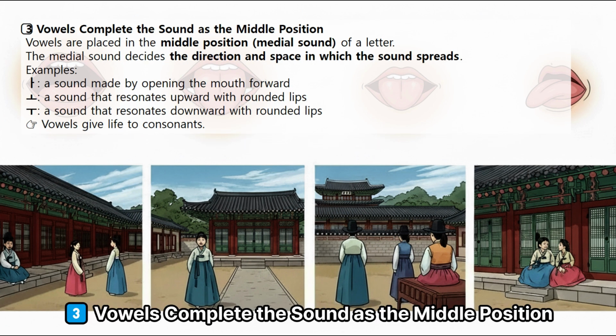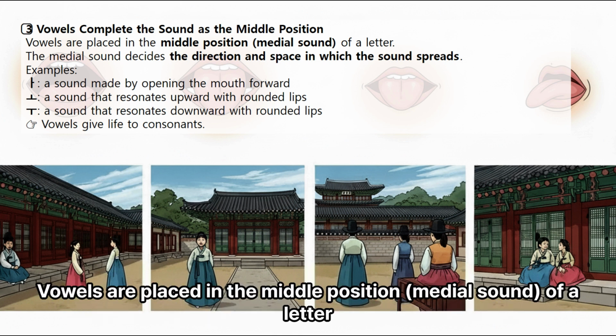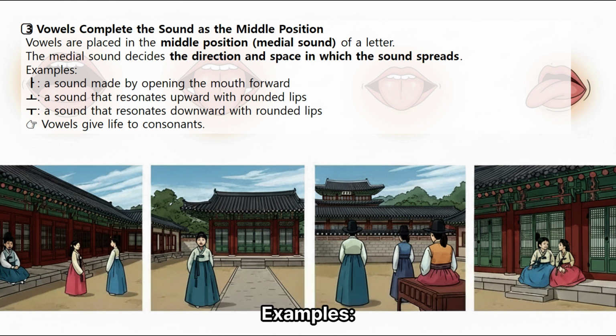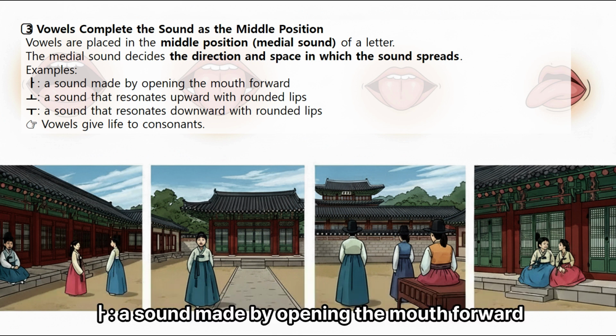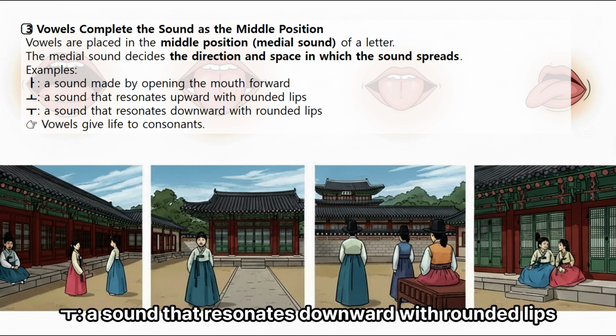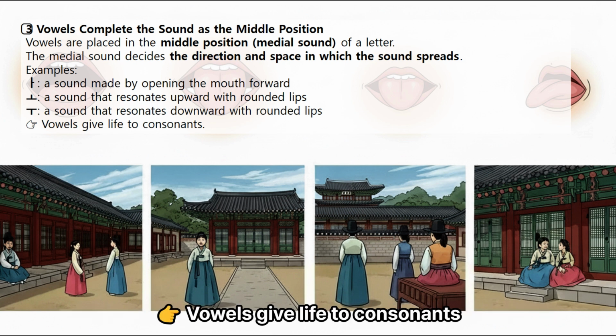Vowels complete the sound as the middle position. Vowels are placed in the middle position, the medial sound of a letter. The medial sound decides the direction and space in which the sound spreads. Examples: A, a sound made by opening the mouth forward. O, a sound that resonates upward with rounded lips. U, a sound that resonates downward with rounded lips. Vowels give life to consonants.